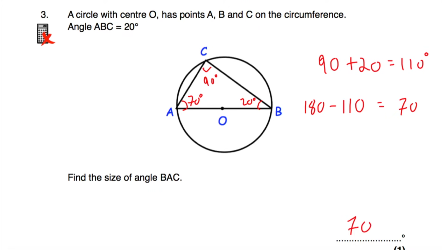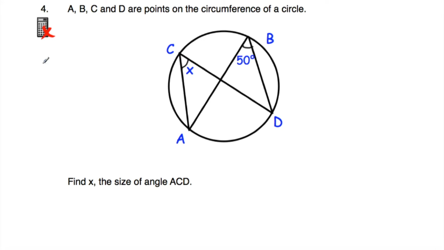Fantastic. Okay, let's have a look at our next question, question number 4. Question number 4 says points A, B, C and D are on the circumference of a circle, and we've been asked to find X, the size of angle ACD. So we want to find the size of this angle.